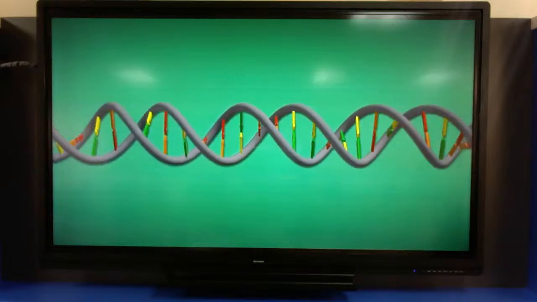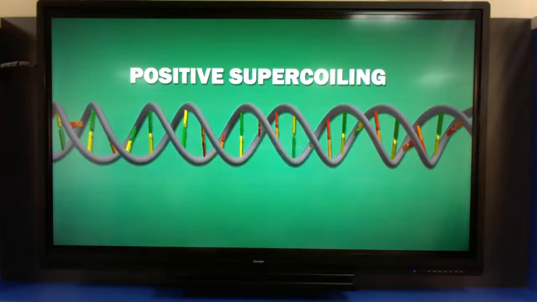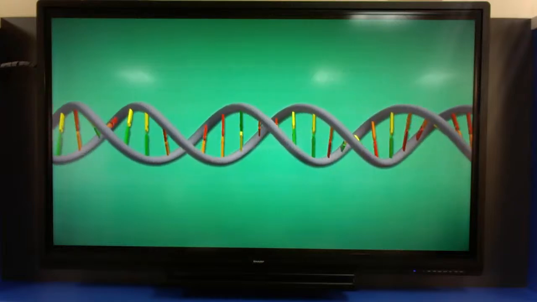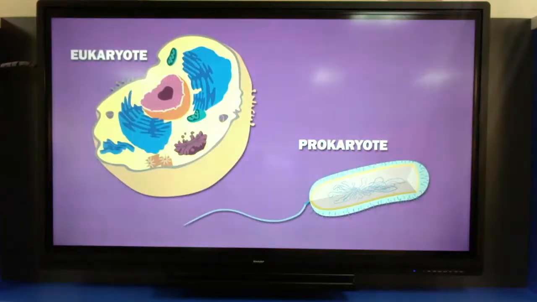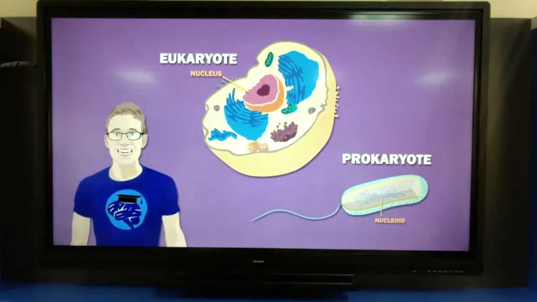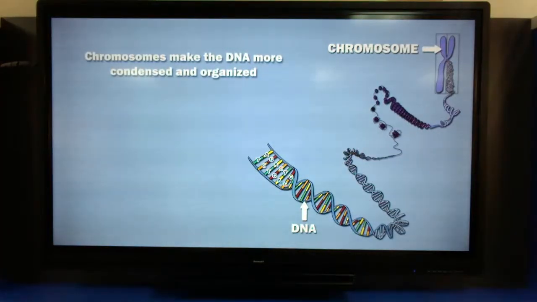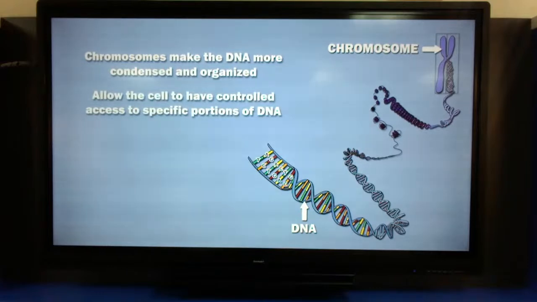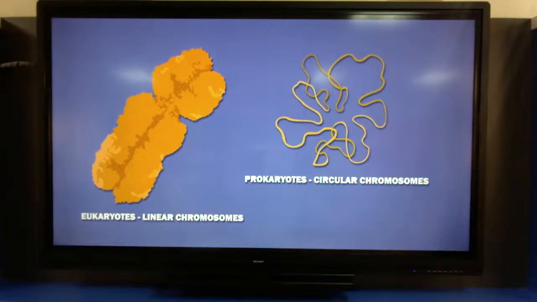If the DNA is being twisted tighter in the same direction, this is called positive supercoiling, while being twisted in the other direction is called negative supercoiling. In eukaryotes, DNA is found in the nucleus, but in prokaryotes it is found in the nucleoid. In both eukaryotes and prokaryotes, the DNA is packaged up into chromosomes, which are a combination of DNA and proteins. Chromosomes make the DNA more condensed and organized, and allow the cell to have controlled access to specific portions of DNA. Eukaryotes have linear chromosomes, while prokaryotes have circular ones. The genome is the complete set of chromosomes in a cell.